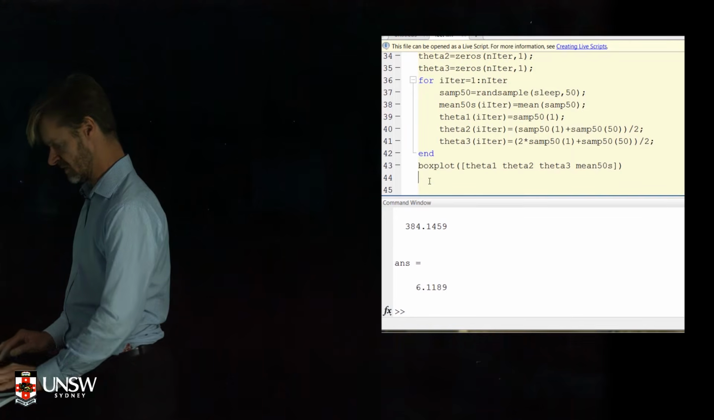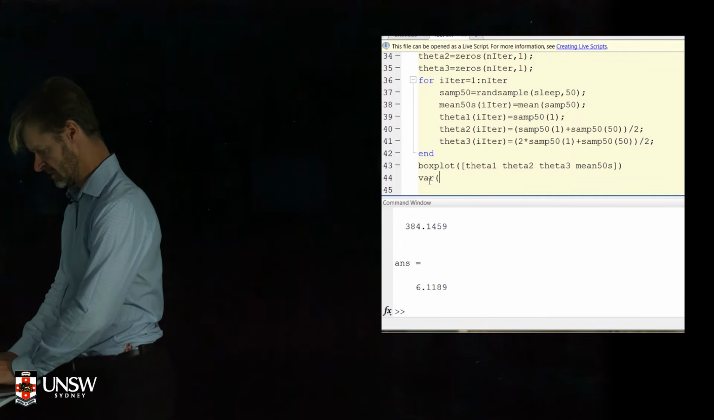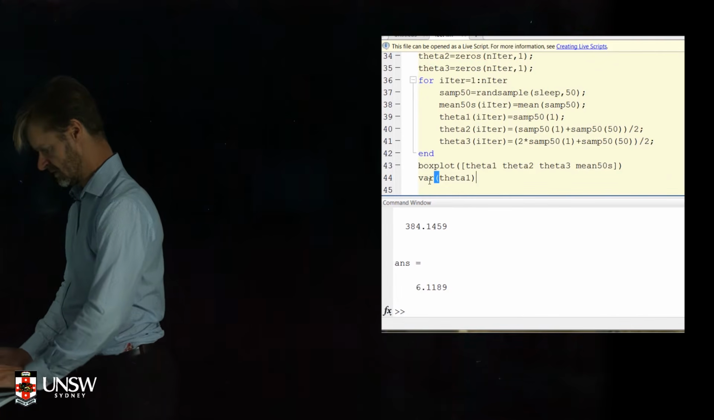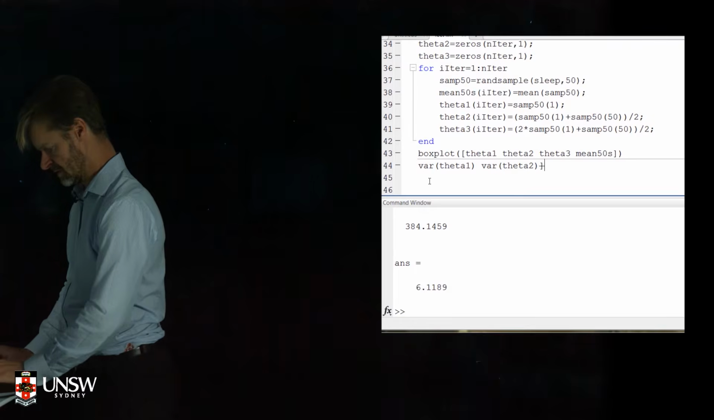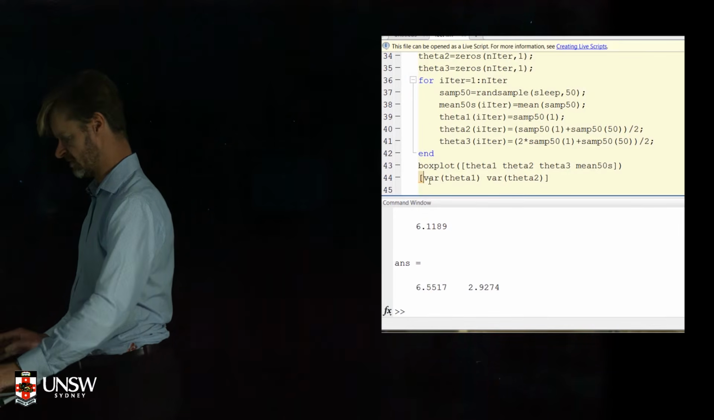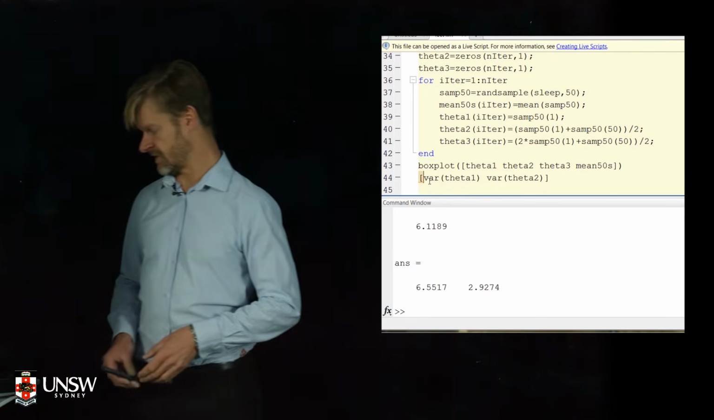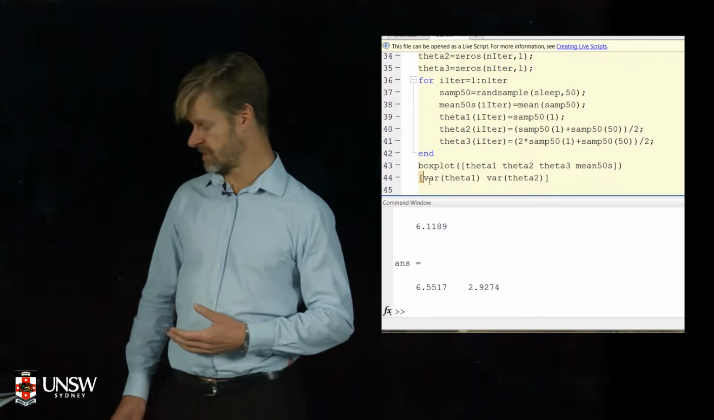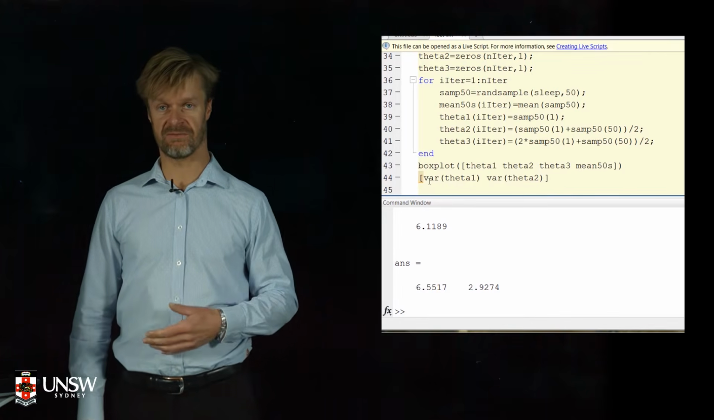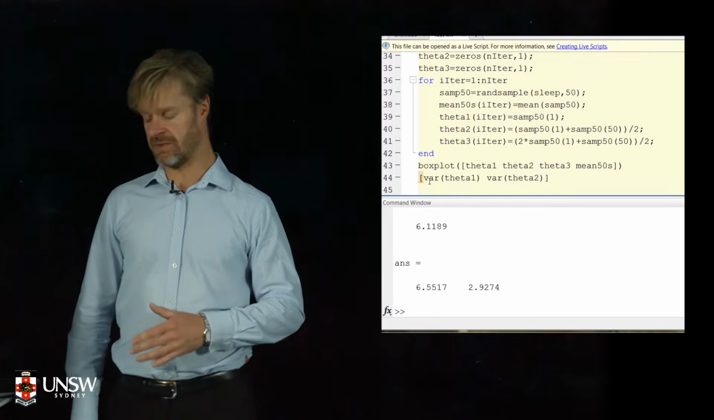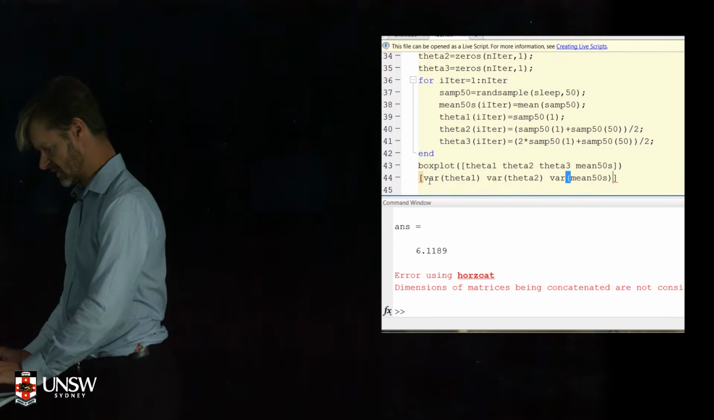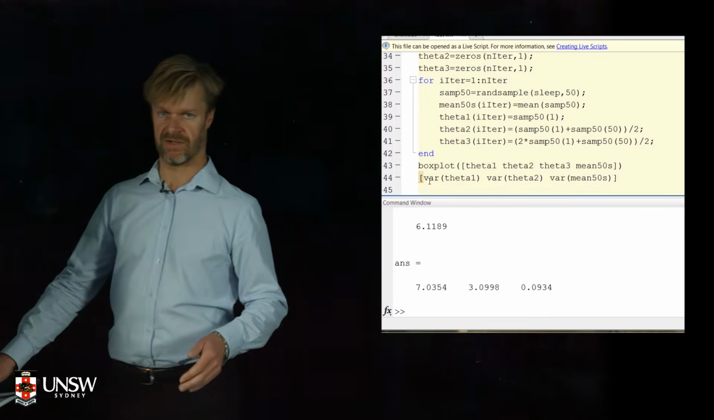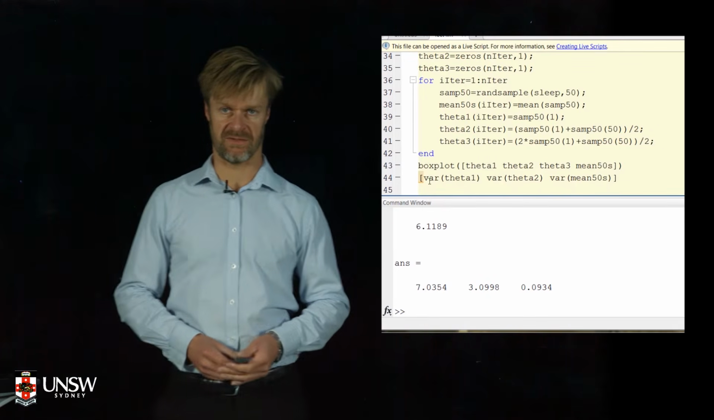We could see that here. What's the variance of theta hat 1? What's the variance of theta hat 2? Okay, 6.5 for the first one and 2.9 for the second one. So the variance is much smaller for theta hat 2 than it is for theta hat 1, but it's heaps bigger than what we got for x bar. For x bar it was much lower again, like 0.09. It's heaps less variance than these other ones.